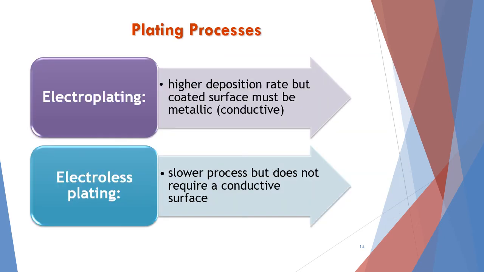There are two methods of plating process. The first one is electroplating, another one is electroless plating. Electroplating has a higher deposition rate, but the coated surface must be metallic, so it has to be conductive. Electroless plating is a slower process but does not require a conductive surface to transfer all the copper and also the tin to the surface of the board.